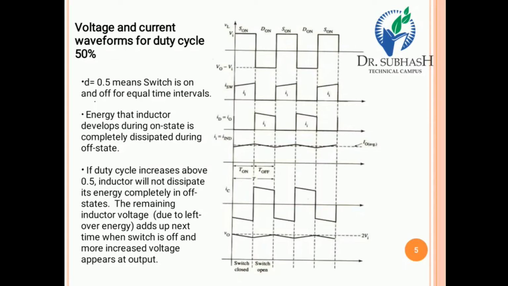Now the energy that the inductor develops during the on state is completely dissipated during the off state, because the duty cycles are the same, 50% on state and 50% off state. If the duty cycle is increased above 0.5, the inductor will not dissipate the energy completely in the off state. The remaining inductor voltage adds up the next time the switch is off, and more voltage appears at the output, right?